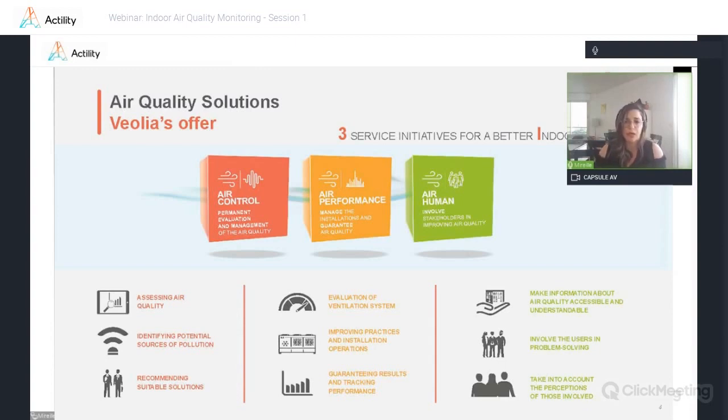Air Human is here to involve all stakeholders because we, the occupants, employees, landlords, and building operators, all have a role to play to ensure a good environment. Training, web, and mobile application are included in the offer to promote interaction and capture users' perception. These offers are adapted to different types of buildings, such as offices, hospitals, shopping centers, hotels, nursing homes, etc.